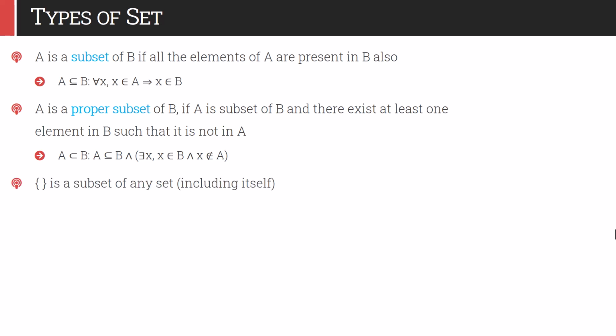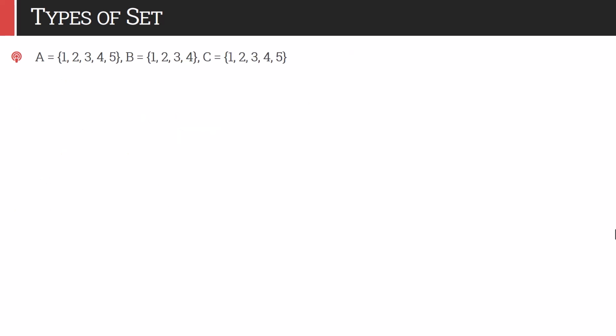If we consider phi, then phi is a subset of any set including itself, and phi is the only set that does not have a proper subset. In the same way we can define the properties of superset and proper superset. Let us take the example.